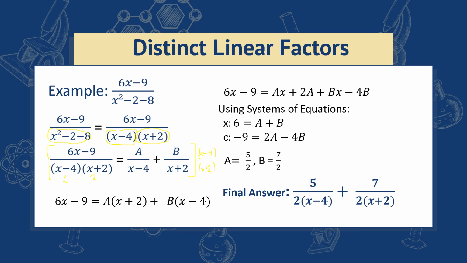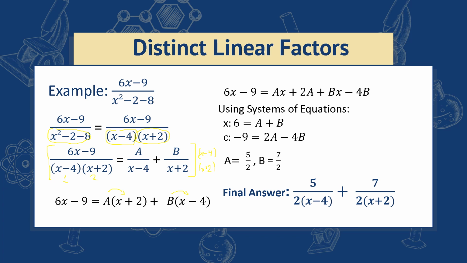So after multiplying, we would have an equation of 6x minus 9 is equal to the quantity of A times x plus 2 plus the quantity of B times x minus 4. We could further simplify by multiplying A to x plus 2 and B to x minus 4. So the equation would be 6x minus 9 is equal to Ax plus 2A plus Bx minus 4B.